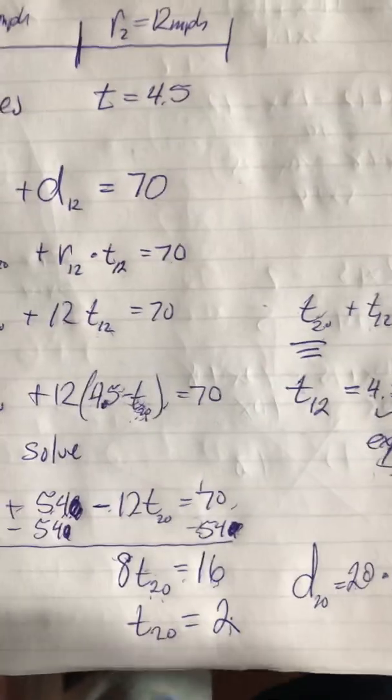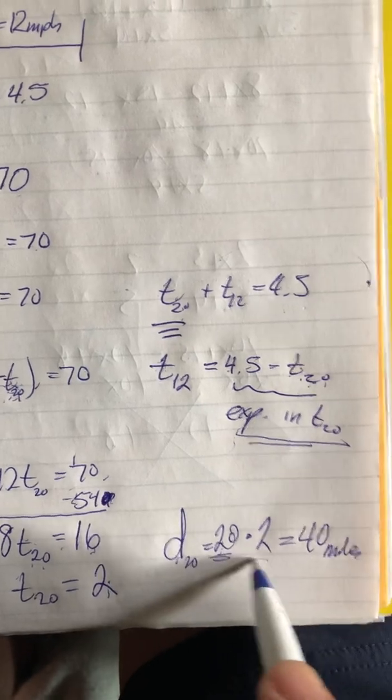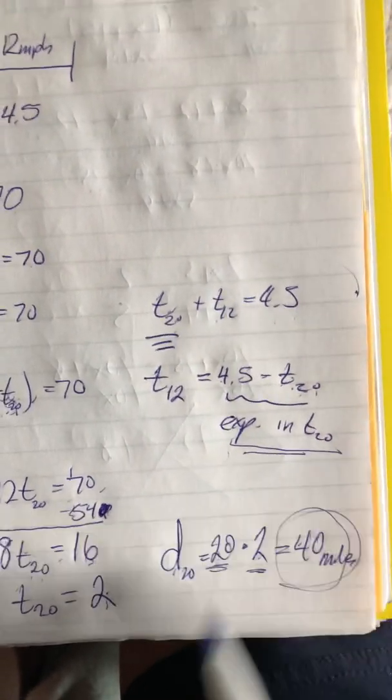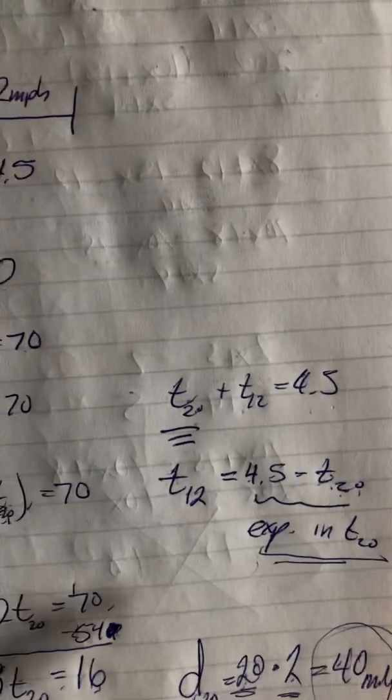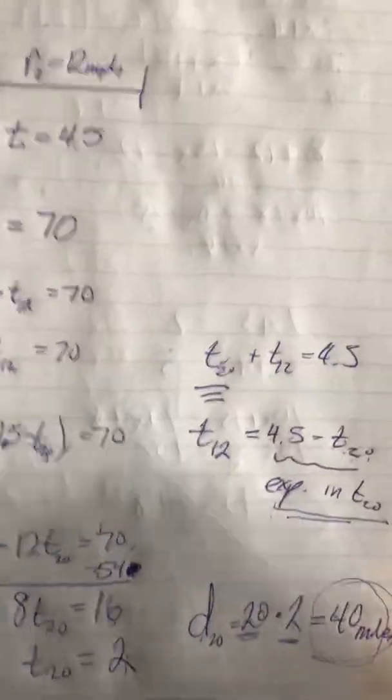So the question wasn't the time, the question was the distance. Well, we know the rate was 20 and we know the time was 2, so 20 times 2 is 40. So they traveled 40 of the 70 miles at that rate. Okay, hopefully that helps.